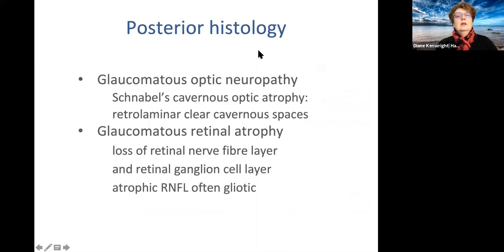So when you're thinking about glaucoma, you should think of the posterior histology and the anterior histology. The posterior histology is going to be the same for all glaucomas. So you've got to think of things that are happening in the optic nerve, and in particular, remember cavernous optic atrophy as well as cupping, and also remember glaucomatous retinal atrophy, which has several parts to it, as well as the loss of ganglion cells, there's loss of the nerve fiber layer, and there's often gliosis in the nerve fiber layer.